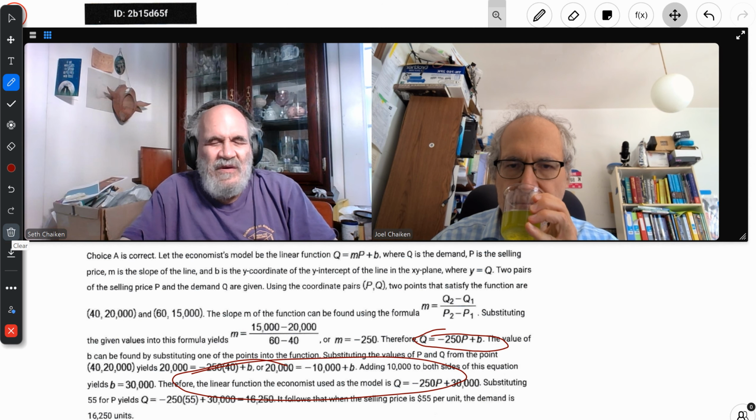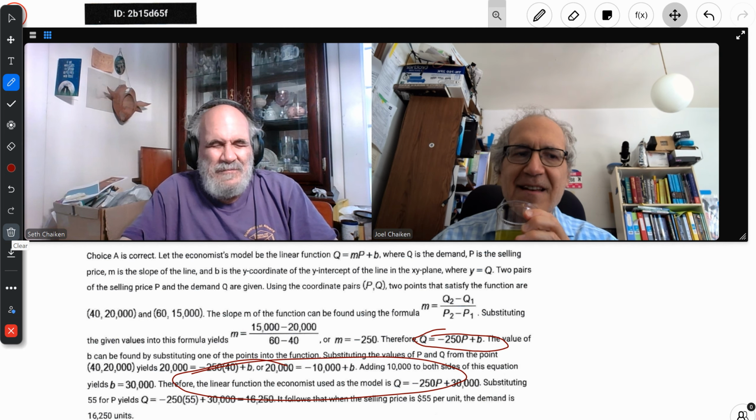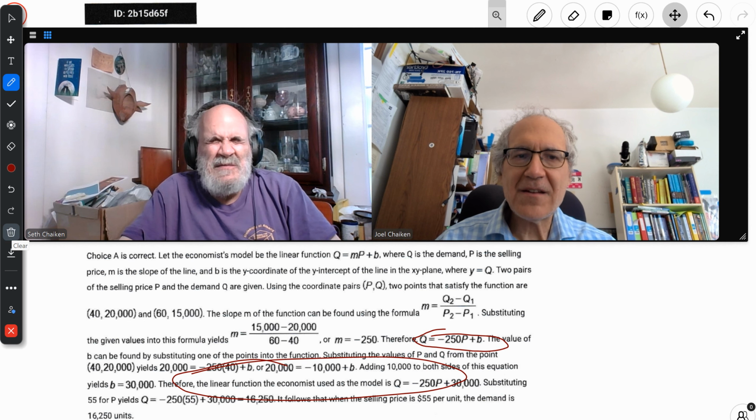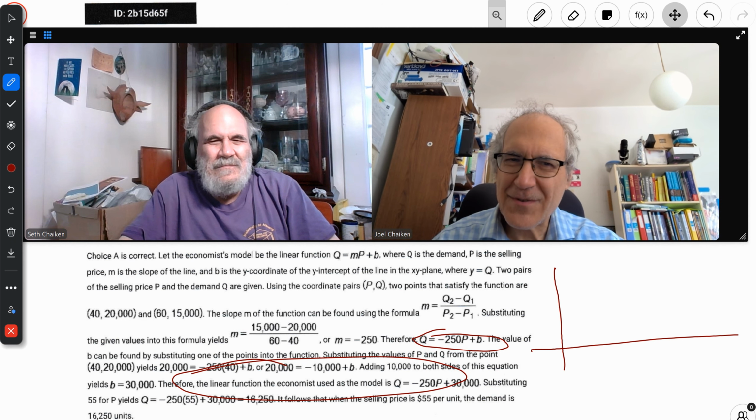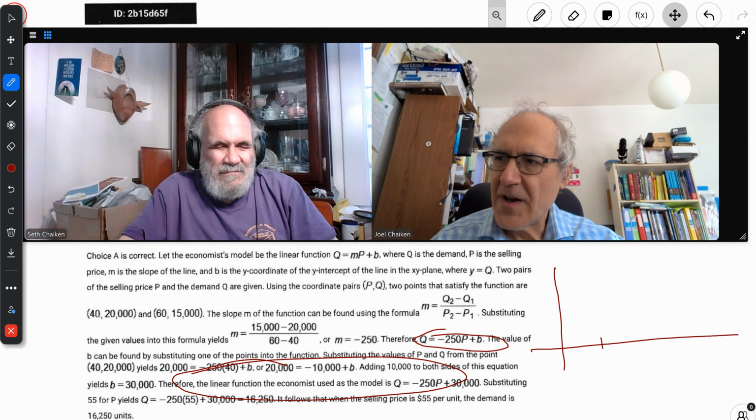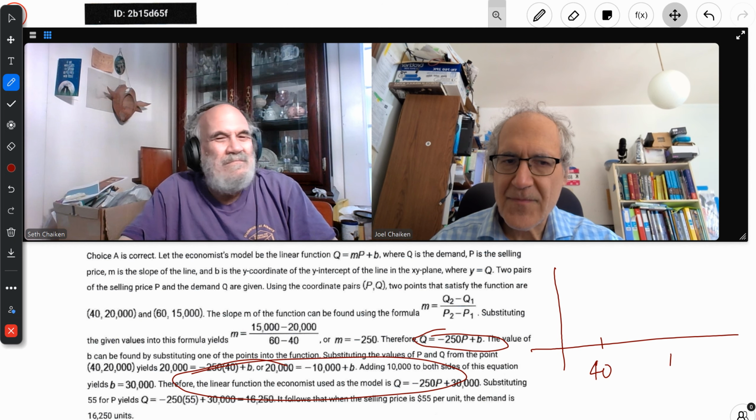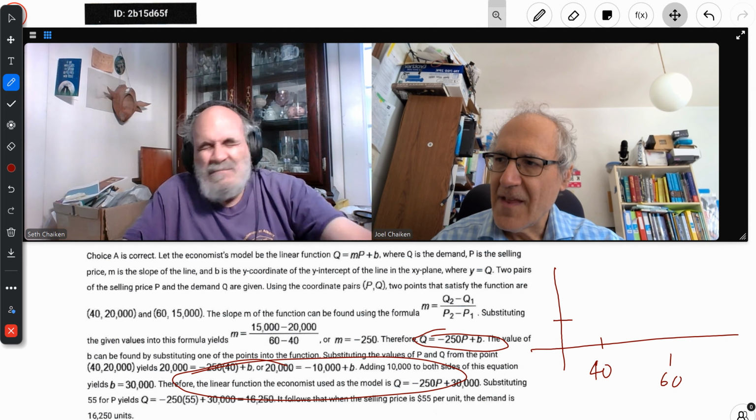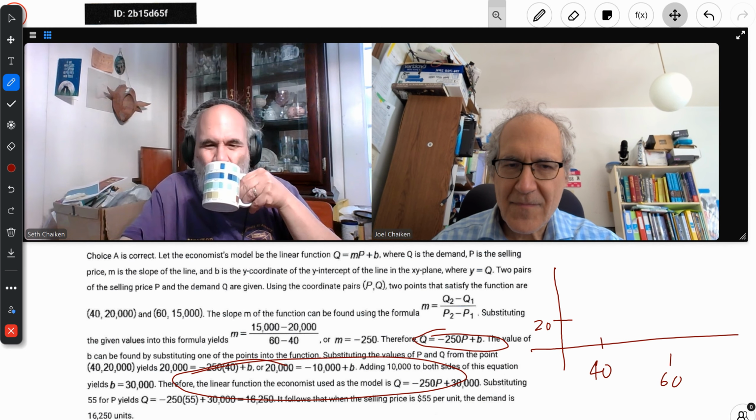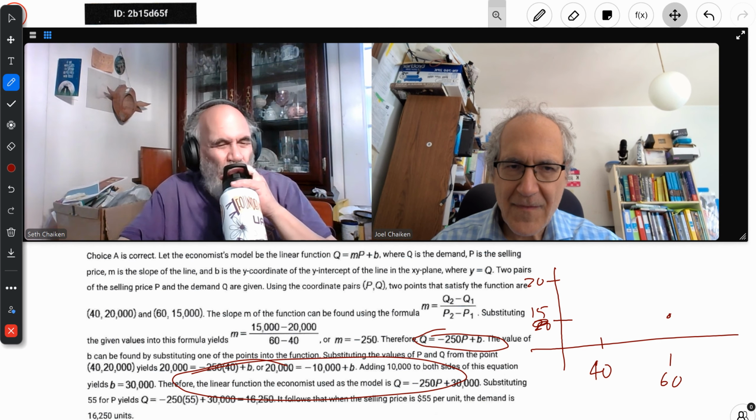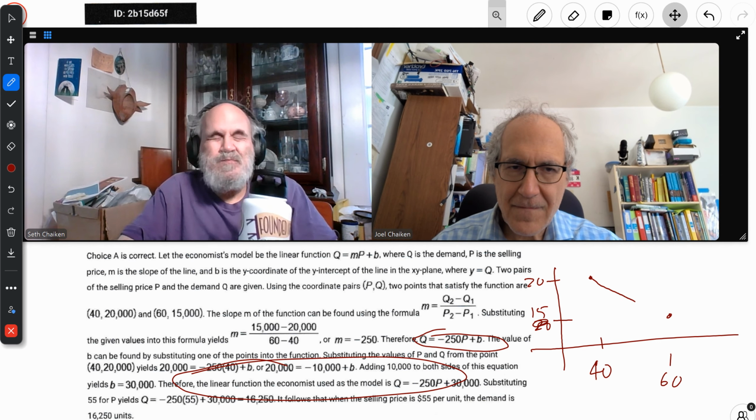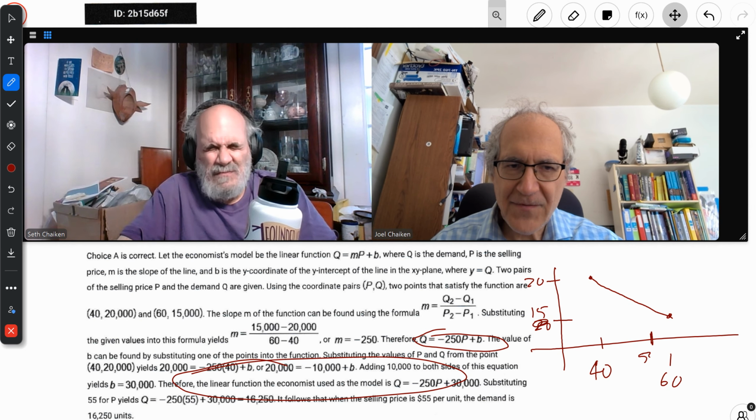The particular name for this problem is interpolation. Linear interpolation. That's right. In fact, it's possible Desmos can graph it, I don't know. This is 40. This is 60. This is 20. Oops, this is 20. This is 15. And it goes like this. And you want to know, at 55, what is that?